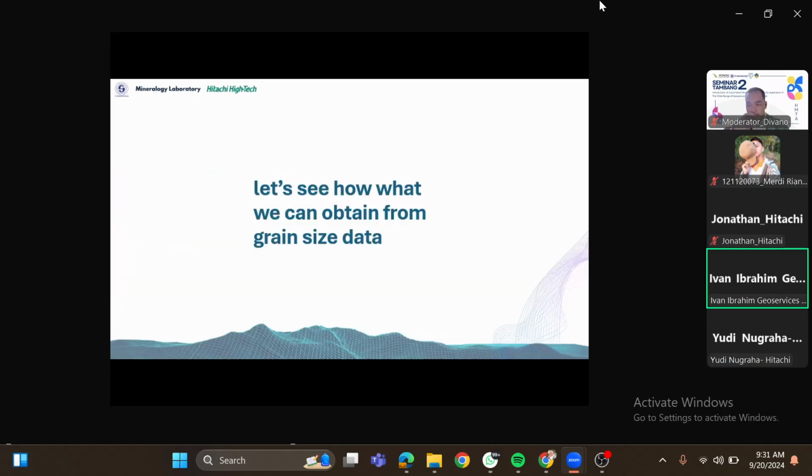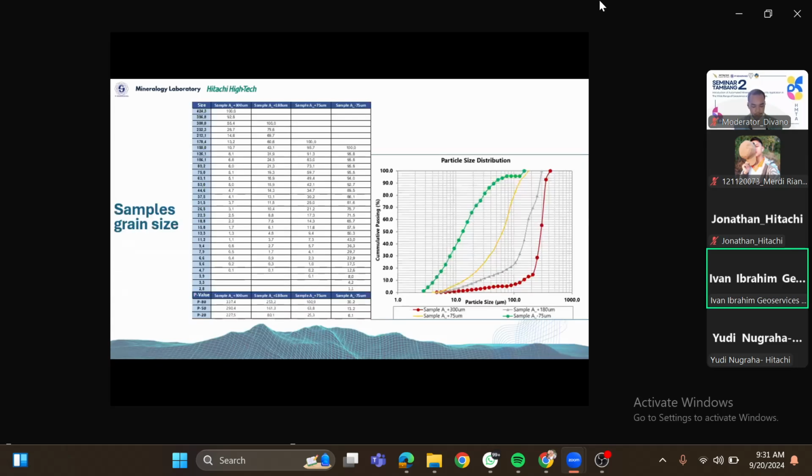Lalu AMICS sebagai salah satu sistem automated mineralogy juga bisa memberikan data ukuran butir. Pada slide selanjutnya itu adalah ukuran butir. Boleh next. Dari keseluruhan sampel, kita lihat ternyata paling besar itu di 400 yang retain ya. Itu di 400 mikron, lalu makin halus. Untuk next slide-nya please.